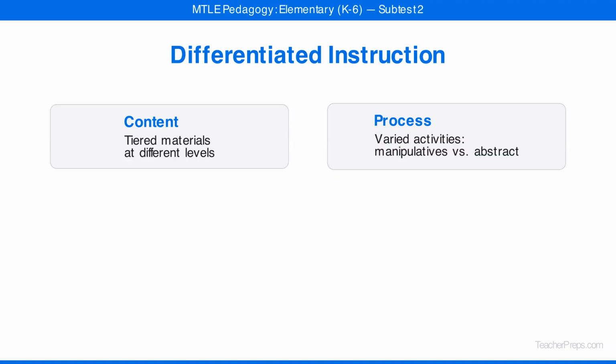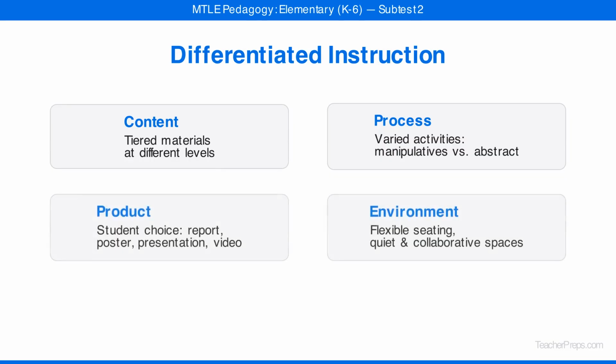Differentiating content means providing materials at different levels. For example, tiered reading materials at different lexile levels. Differentiating process means offering varied activities. Some students use manipulatives while others work abstractly.